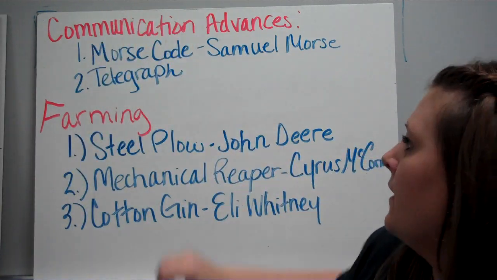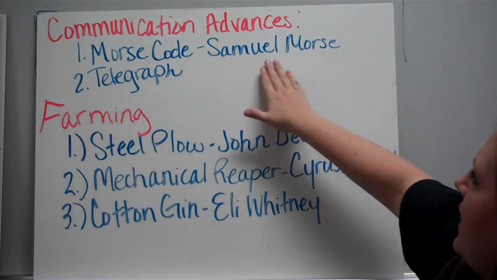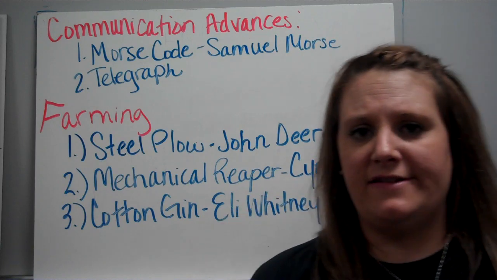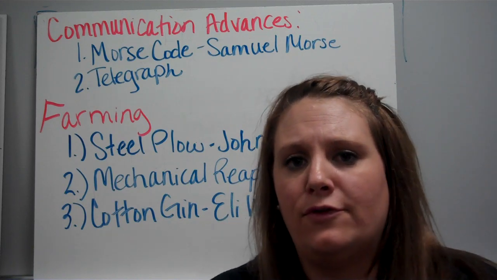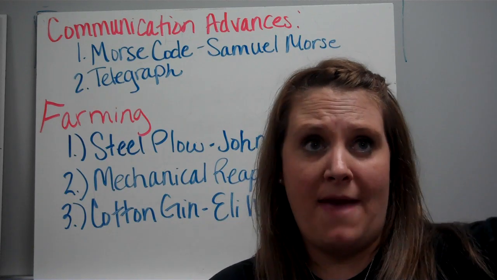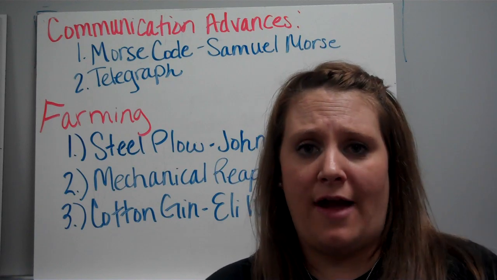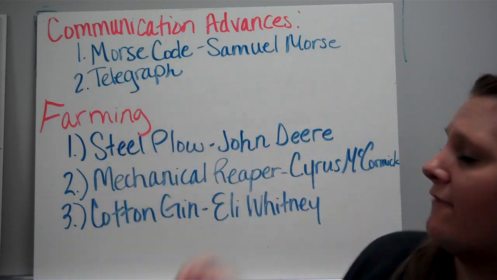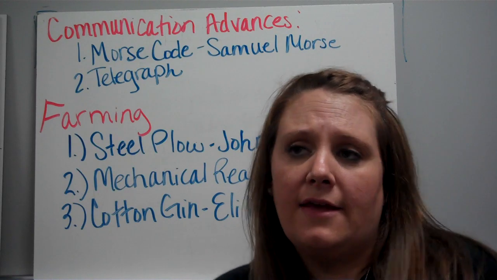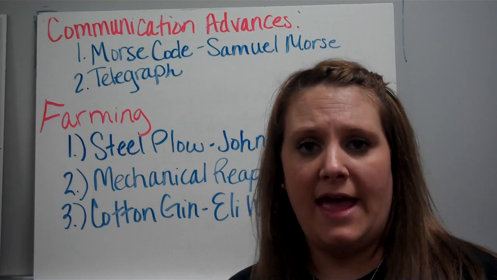Communication advances. The Morse code, which was created by Samuel Morse, is a series of dashes and dots that can be used to translate or transmit messages across telegraph lines. Thus, the telegraph was formed. This is going to speed up communication.